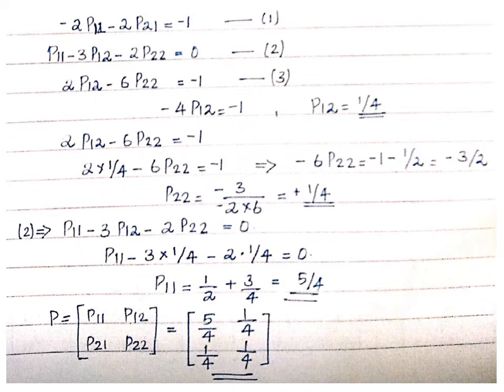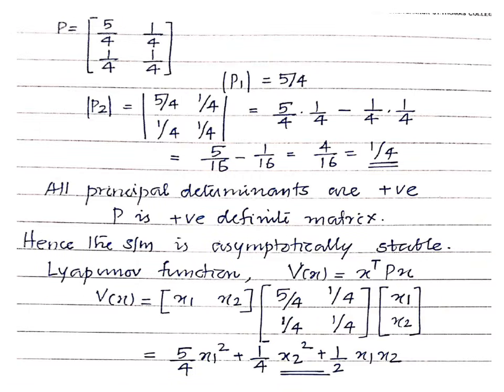By solving three equations, we are getting P11 value, P12 and P22. We know that P12 and P21 are equal. Then we have to write the matrix P, which is shown in the figure. After writing P, we have to find the sign definiteness of the particular matrix by writing principal matrices P1 and P2. We have to find the determinants; P1 and P2 are both positive. So P is a positive definite matrix. Hence the system is asymptotically stable.